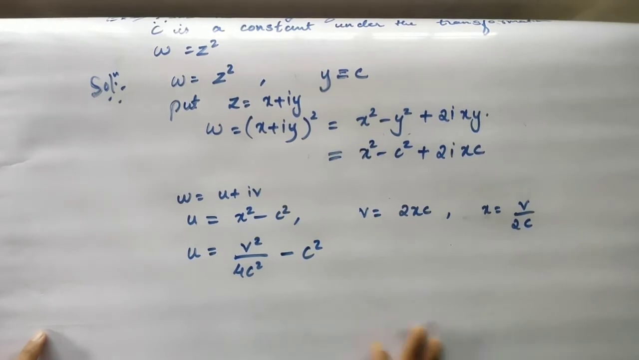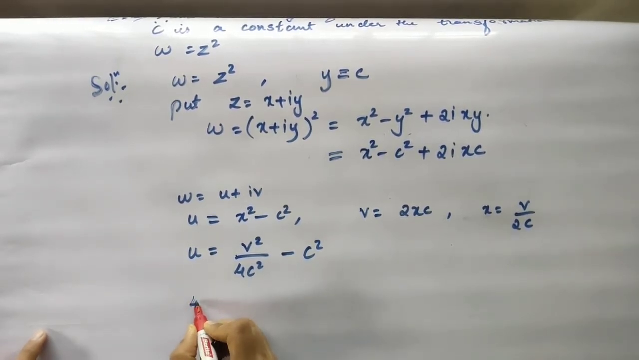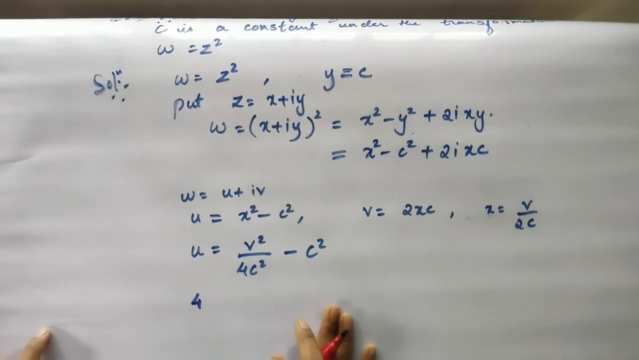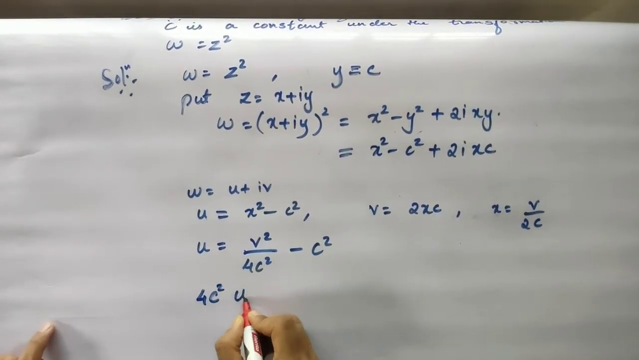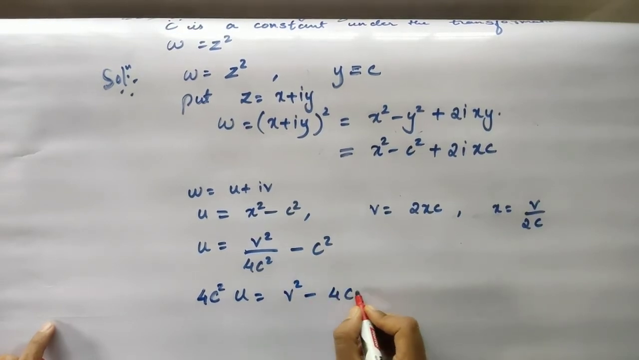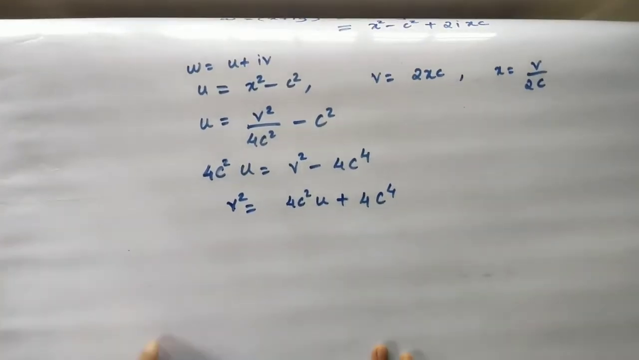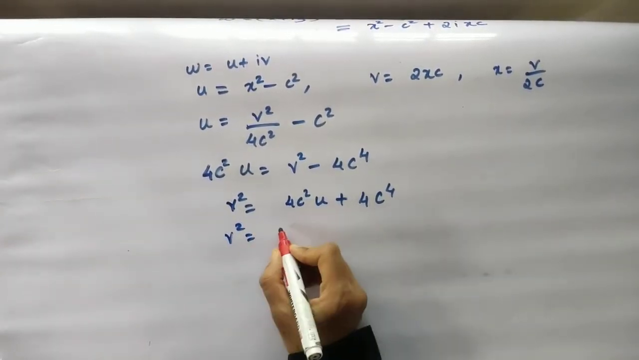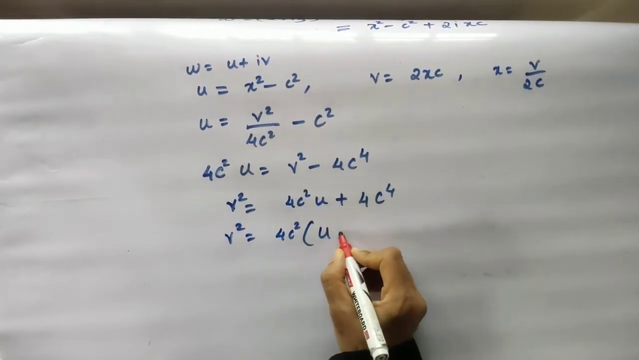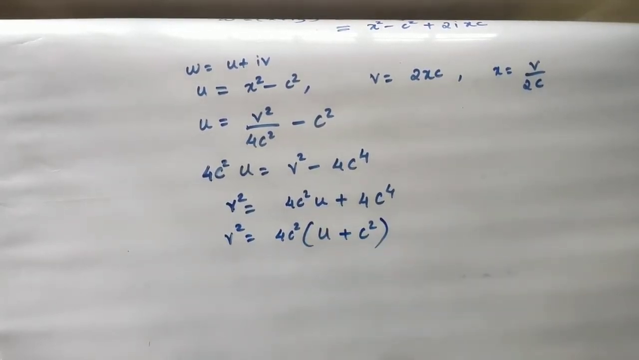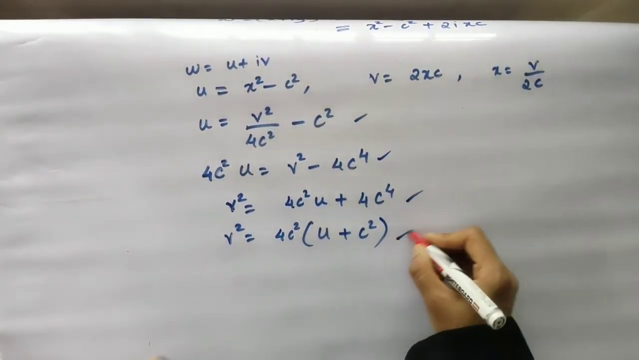Or this equation can be rewritten as 4c square into u is equal to v square minus 4 times c to the power 4. Or I can once again rewrite this equation as v square is equal to 4c square u plus 4 times c to the power 4. Or I can rewrite this equation as v square is equal to 4c square common, u plus c square will be left inside. I hope these steps are clear to everyone. It's just a simple thing.